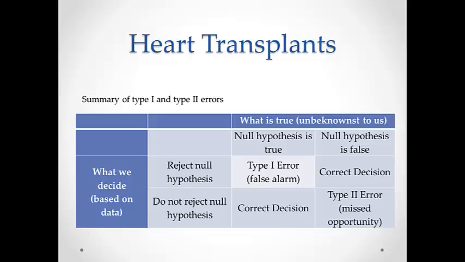Notice that what we decide based on the data is either going to be to reject the null hypothesis or not to reject the null hypothesis. Once we've made that decision, there's only one kind of error that we could have made. If we reject the null hypothesis, we might have made a type 1 error. We might have gotten it right. If we don't reject the null hypothesis, we might have made a type 2 error, or we might have gotten it right.